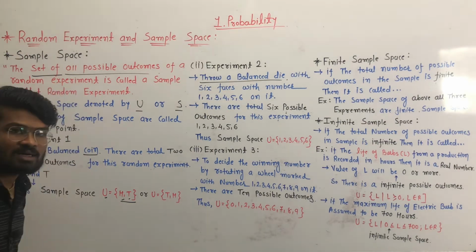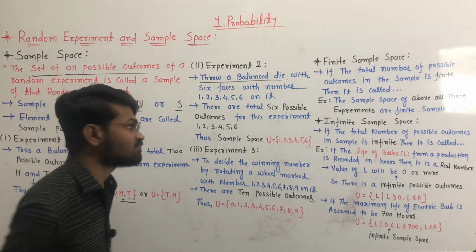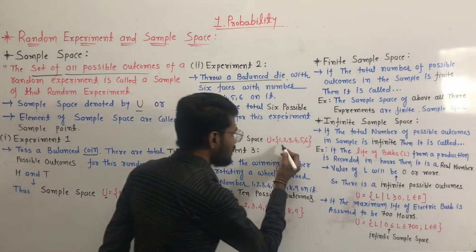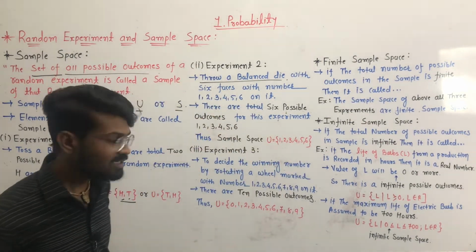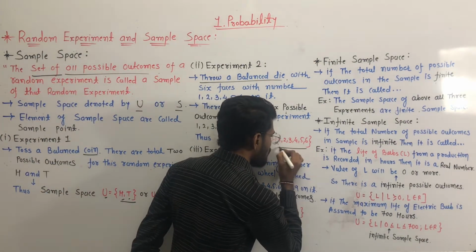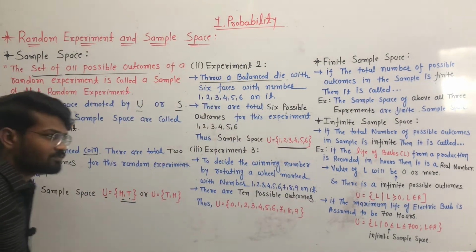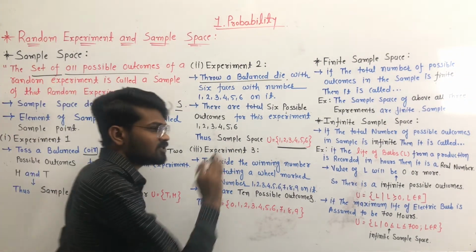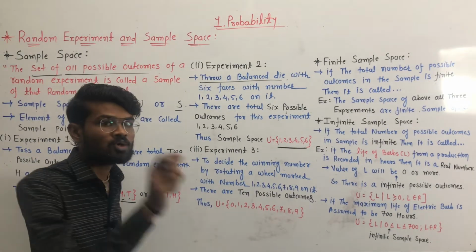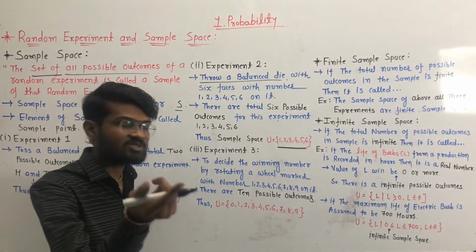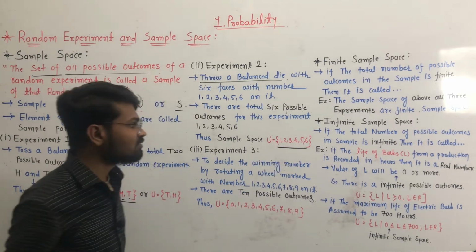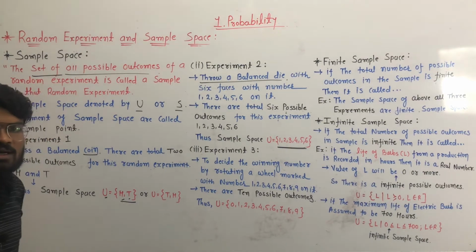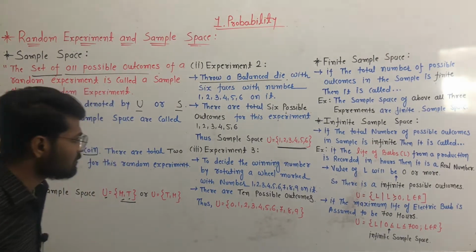So now we write down the sample space for experiment number 2. U is equal to {1, 2, 3, 4, 5, 6}. It is the set of all possible outcomes, and it is called the sample space. In experiment 2, the possible outcomes are 6, which are 1, 2, 3, 4, 5 and 6.